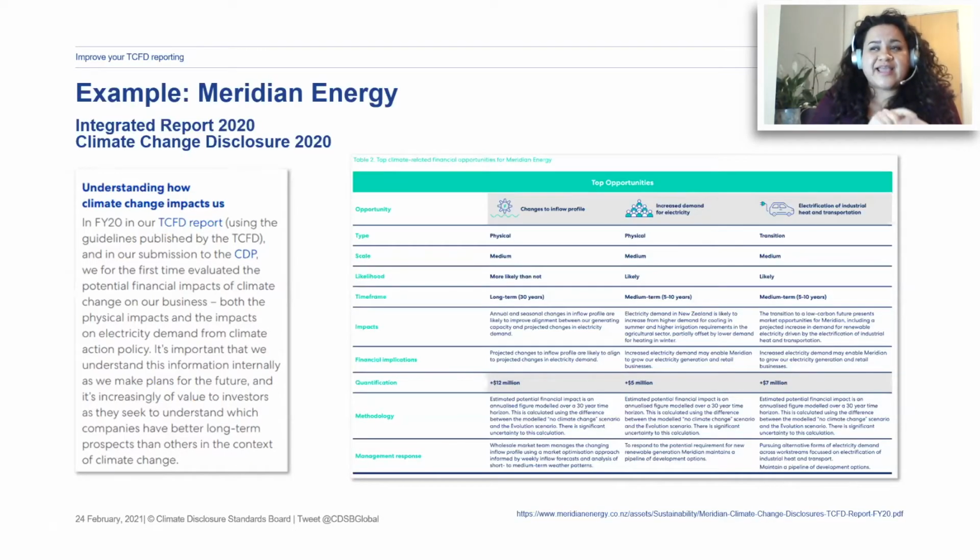Meridian Energy, again, have an integrated report and a more detailed climate change disclosure. And these two examples come from both. I am going to zoom in on that table in a second, so don't worry if you can't read it at the moment. But this example, again, really clearly identifies both the risks and opportunities and gives us a huge amount of information in a succinct way through this table.